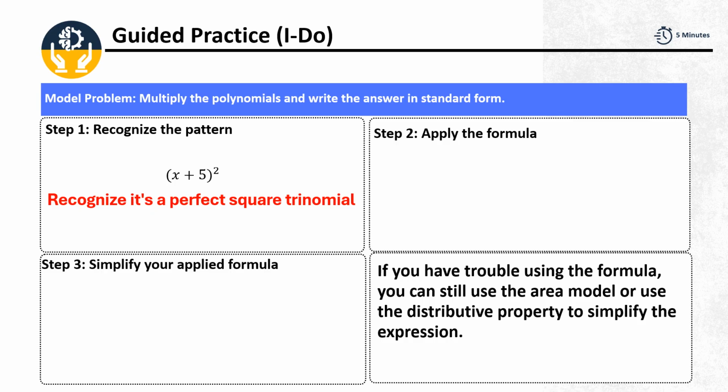Because it's a perfect square trinomial, I can apply the formula. Or you could also choose to just multiply this like we did last lesson. Because I know that it's a binomial squared, I know I could expand this binomial by writing it twice. (x + 5) times (x + 5). In which case, I can use the same methods that we learned last class, using either the area model or even the distributive property. But let's say we wanted to apply the formula.